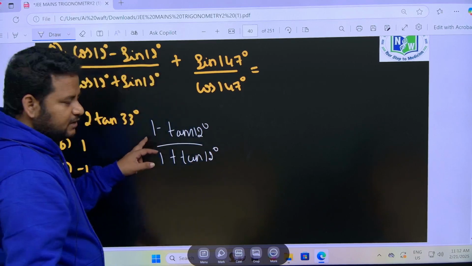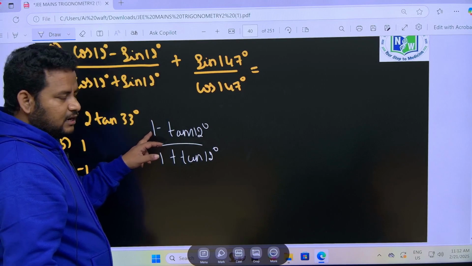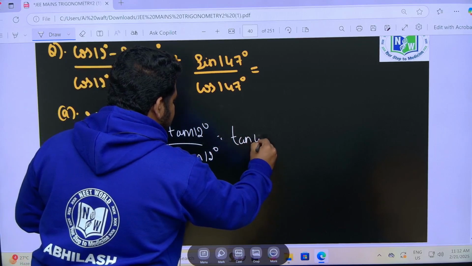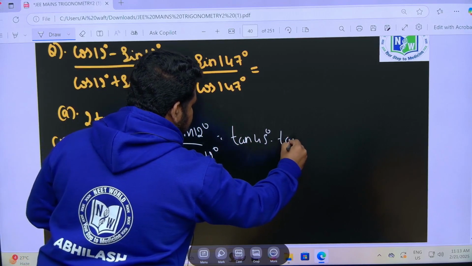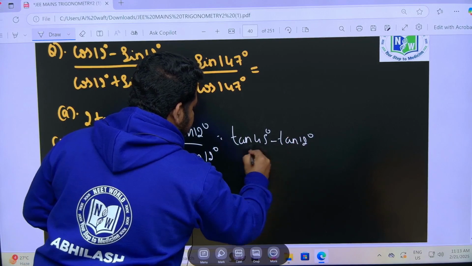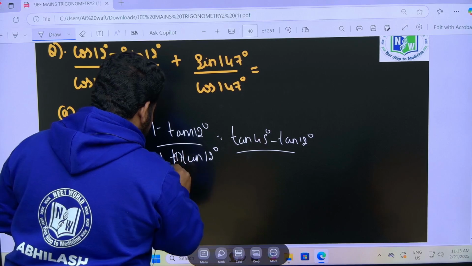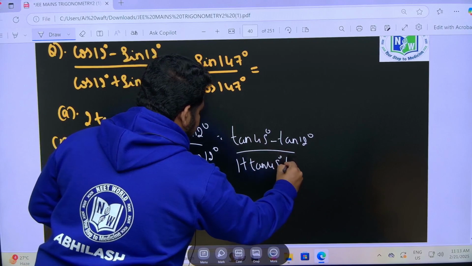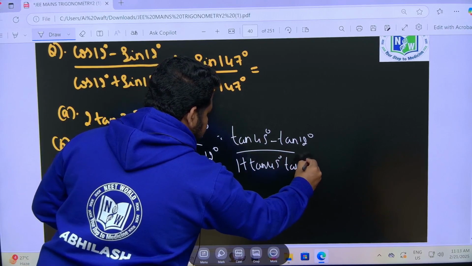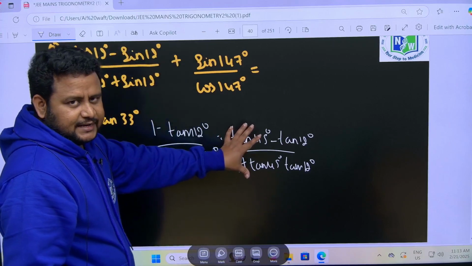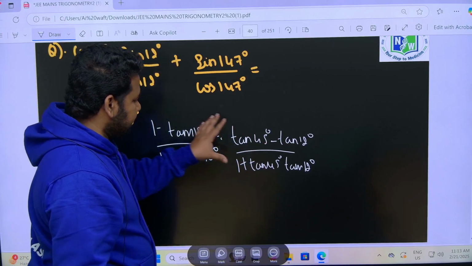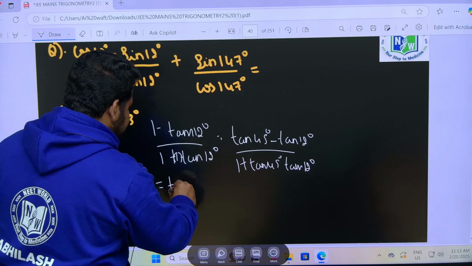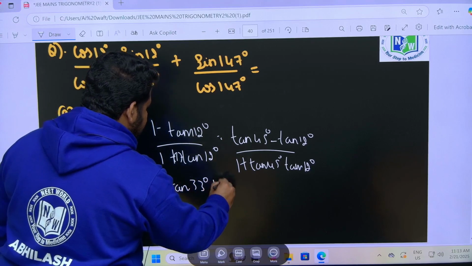So what about 1? 1 is nothing but tan of pi by 4, or 45 degree. So I can write this as tan 45 minus tan 12 by 1 plus tan 45 into tan 12. This step I can avoid. I am writing it so that you understand what is happening. So this is tan A minus tan B, so tan 45 minus 12 is tan 33 degree. Plus what we have here?